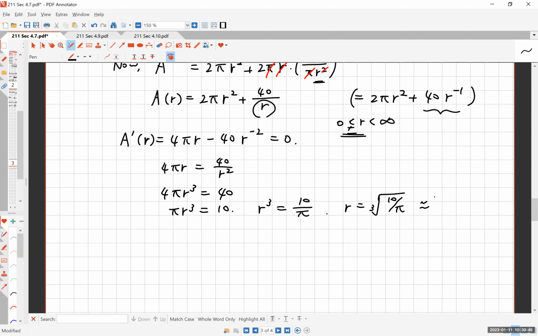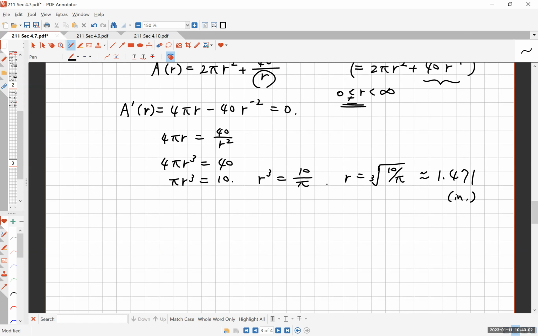All right, at this point, you take your calculator and you write down your answer. And that's going to be about 1.471. Our volume was expressed in terms of cubic inches, so the unit we need for r is inches. So that is what we have. But you don't know if this is where A is maximum or minimum or whatever, right?